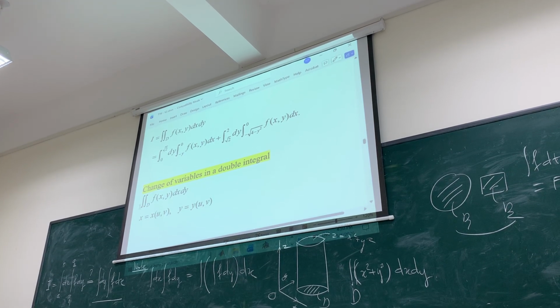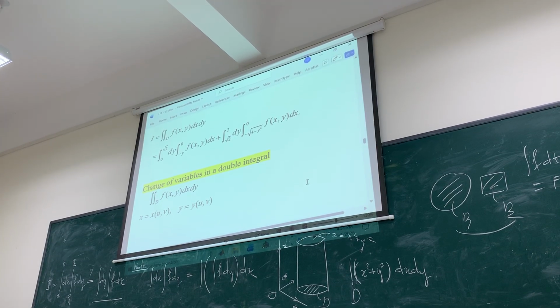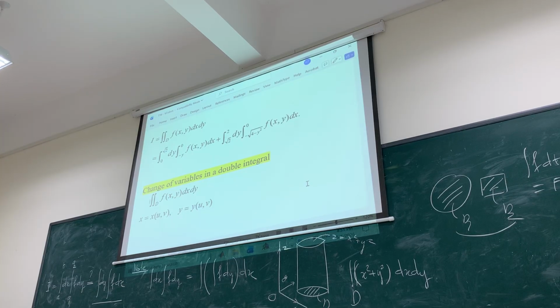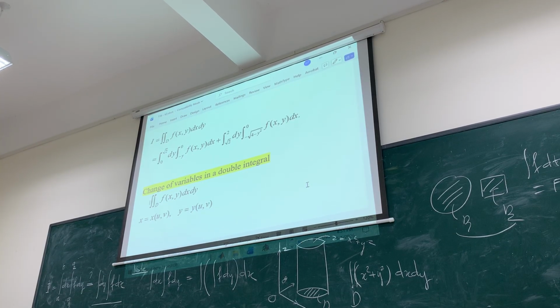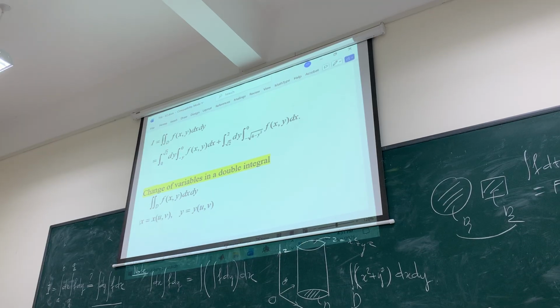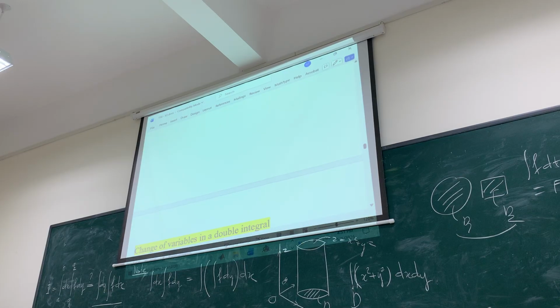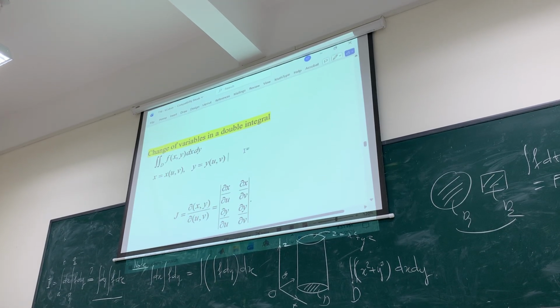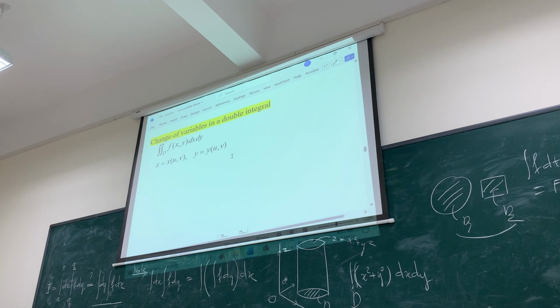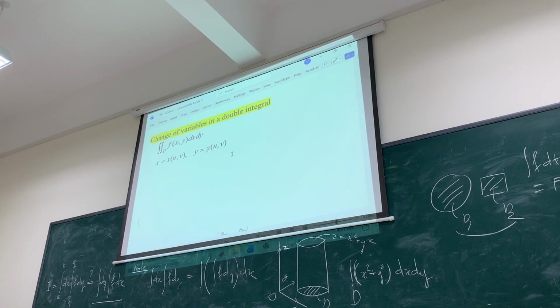Okay, now we have the double integral with respect to x and y. Now we want to change variable. If we have the integral here with respect to u and v, we change variable, x equals f(u,v), y equals g(u,v). Now we want to express the double integral here in terms of u and v. Now, what's the formula for that?